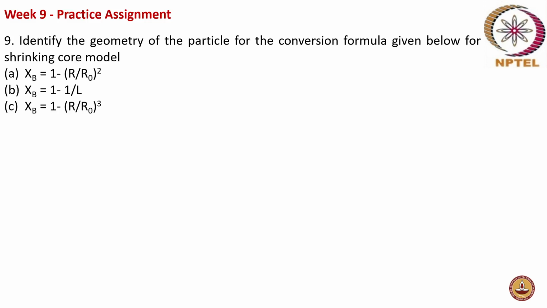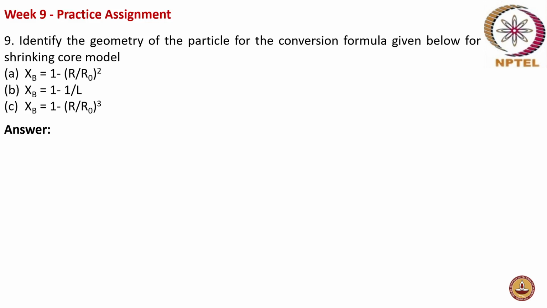Now let's go on to question number 9. Identify the geometry of the particle for the conversion formula given below for shrinking core model. A is xb is equal to 1 minus r by r naught the whole square. B is xb is equal to 1 minus 1 by L, and C is xb is equal to 1 minus r by r naught the whole cube. So for which of the geometry does the conversion have these kinds of expressions?